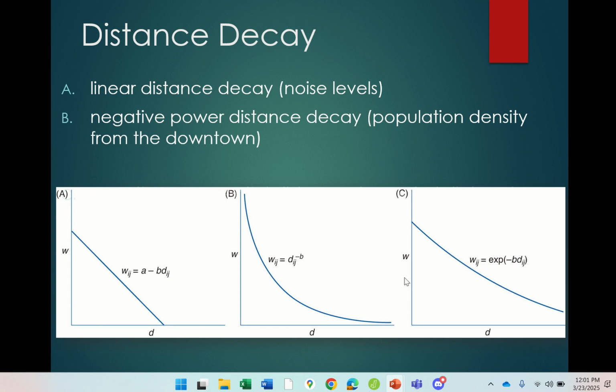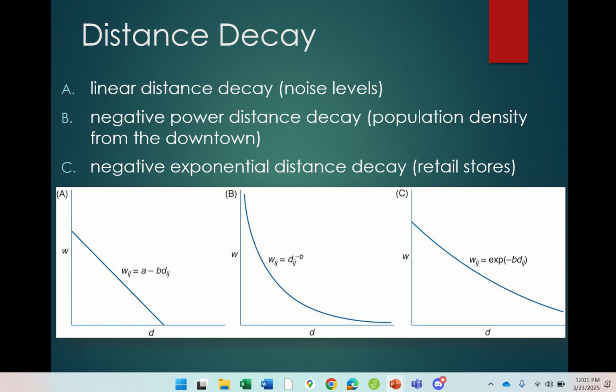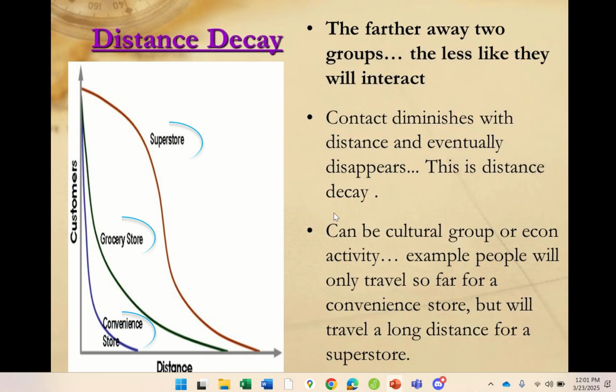And then similarly, the third one is a negative exponential distance decay, where it's kind of similar. It's not quite a linear decline or decay, but it's semi-curved.